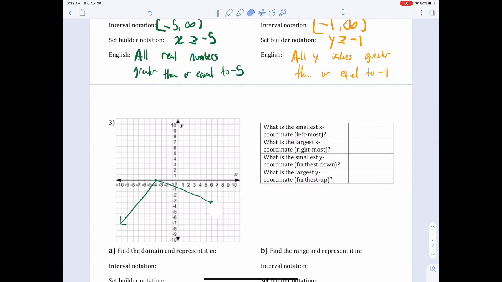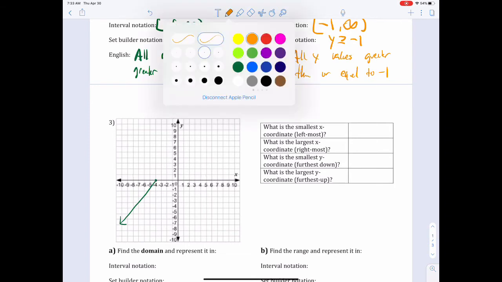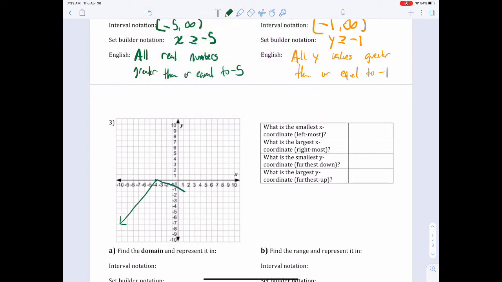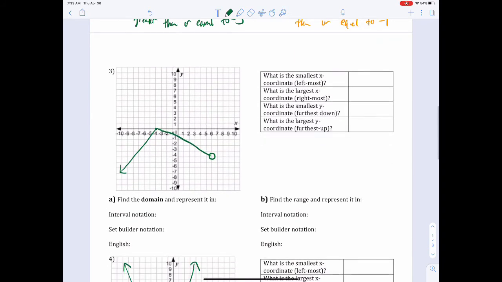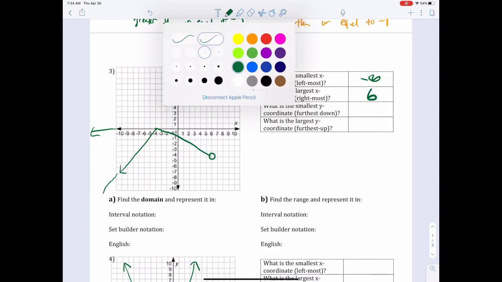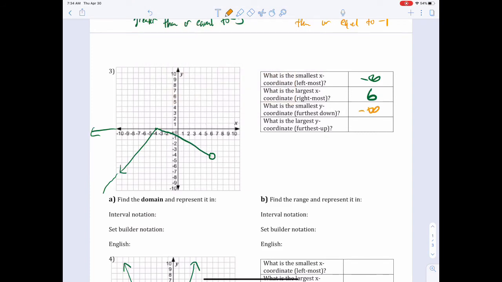Okay, so let's try this one out. I just want to make one quick adjustment on this graph. All right, so what is the smallest x-coordinate here? The one furthest to the left. Way down here and out, so that's going to be -infinity. The rightmost is going to be 6. The furthest down is going to be -infinity for the range. And the largest y value of the range is going to be 0, right here.